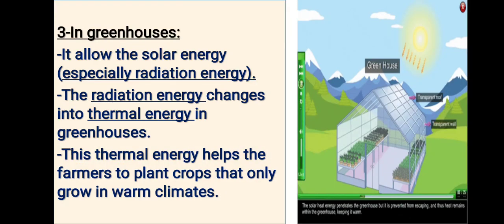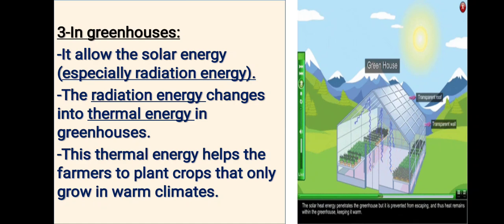Number 3, the greenhouse. Do you know what the greenhouse is? The greenhouse is what the farmer uses to grow the crops that need a warm climate to grow. So the farmer uses the greenhouse. Why? To plant the crops that need warm weather or a warm climate to grow.